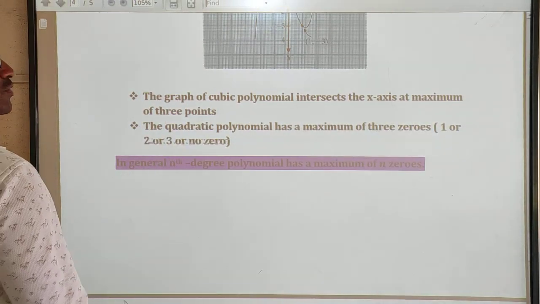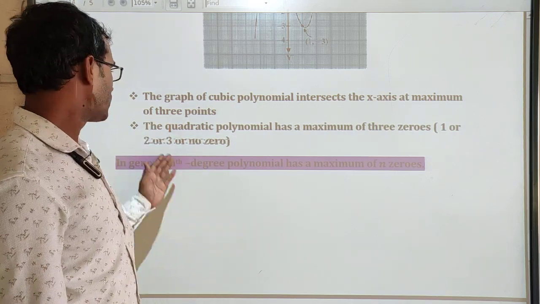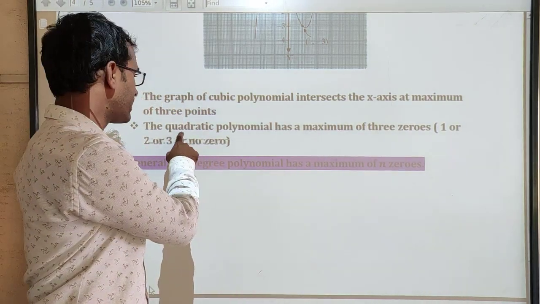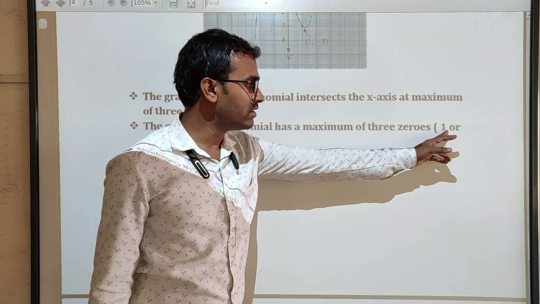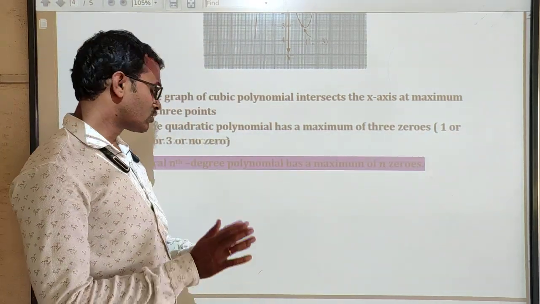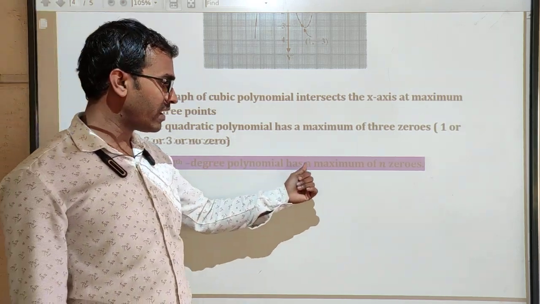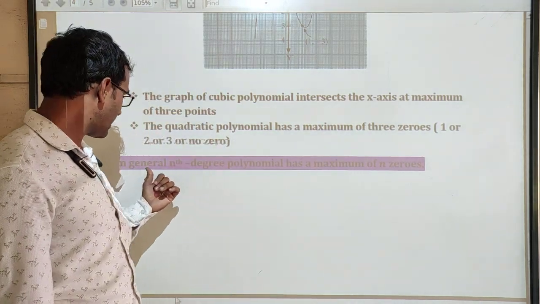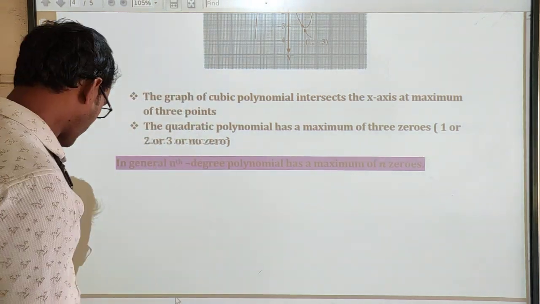The graph of a cubic polynomial intersects the x-axis a maximum of 3 times. Therefore, the cubic polynomial has a maximum of 3 zeros. It is not quadratic, it is cubic: a polynomial with a maximum of 3 zeros, 1 or 2 or 3 or no zero. So, in general, an nth degree polynomial has a maximum of n zeros.